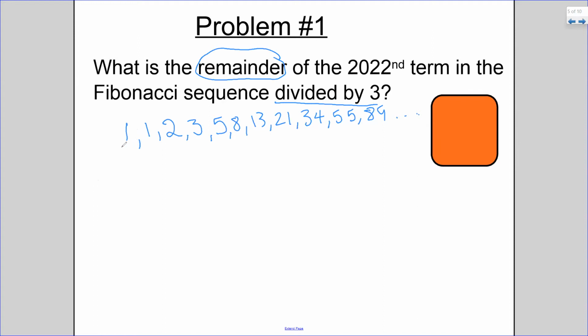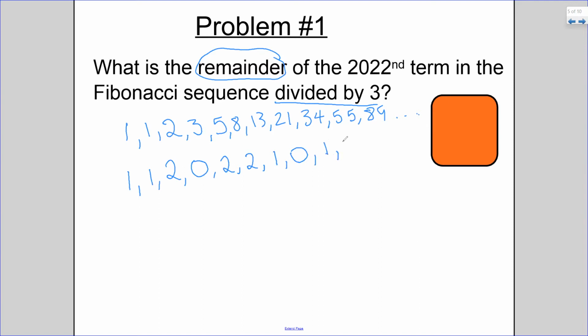So if I take the first 3 terms, 1 mod 3 is still 1, and still 1, and 2. Now, when I add up 1 and 2, this will give me 3. But because we're dealing with mod 3, that's actually equivalent to 0. And 2 plus 0 is 2, and 0 plus 2 is 2, and 2 plus 2 becomes 4, but again, we're dealing with mod 3, so that becomes 1. 2 plus 1 is 3, which is 0, and now 1 plus 0 is 1.